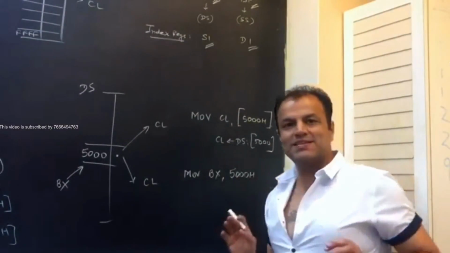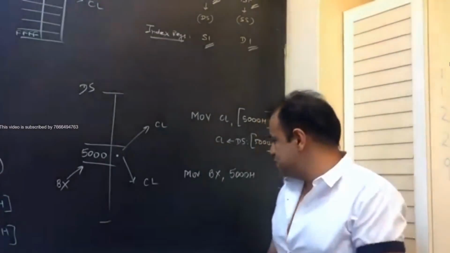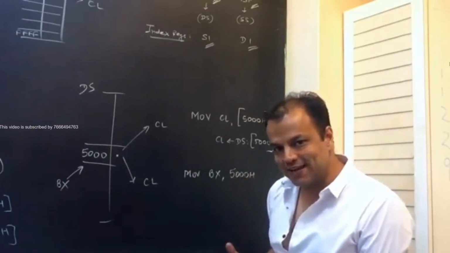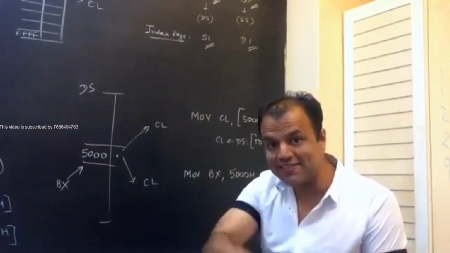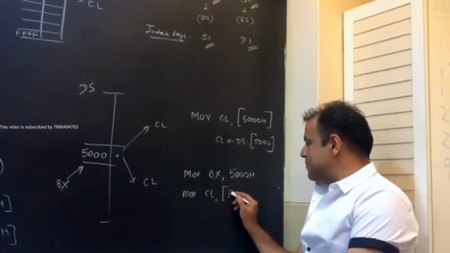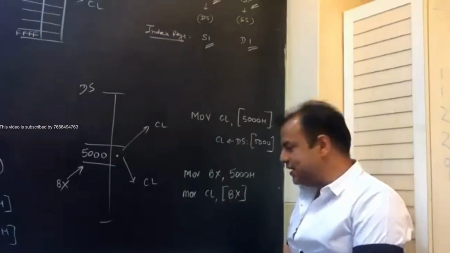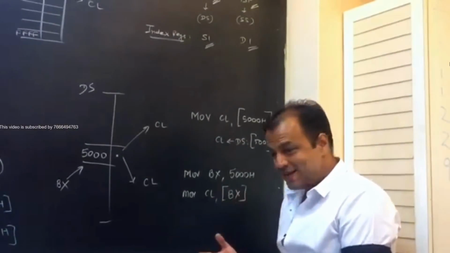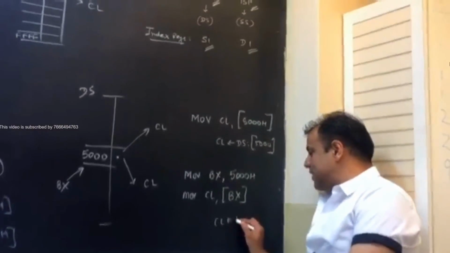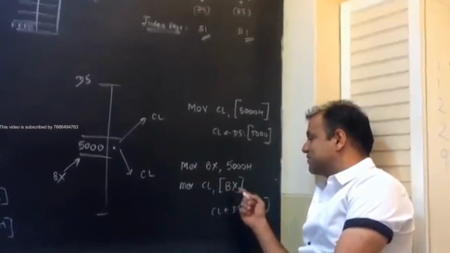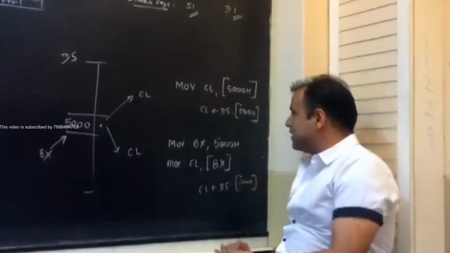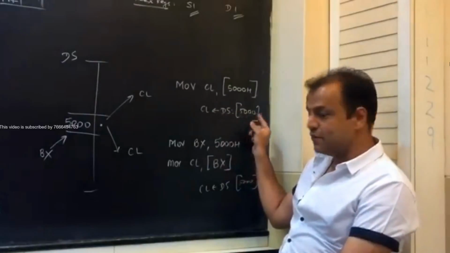Who gets what? BX gets 5000. Yes, in this instruction, 5000 is data. For BX, 5000 is data. We will use that as an address by writing MOV CL, [BX]. When I write that, who gets the data? CL. From the data segment, from a location pointed by BX. Since BX is initialized with the value 5000, CL gets the data from location 5000. Here also CL got the data from 5000.